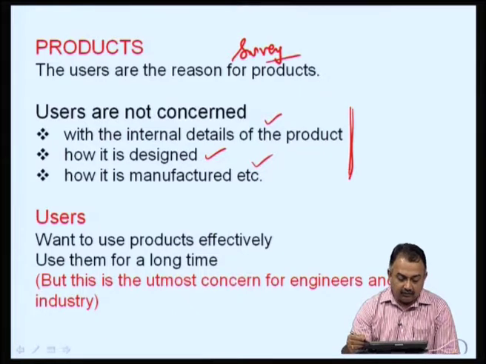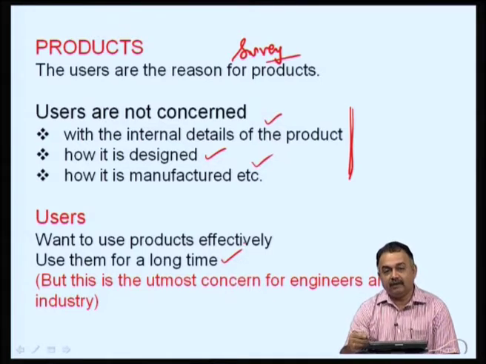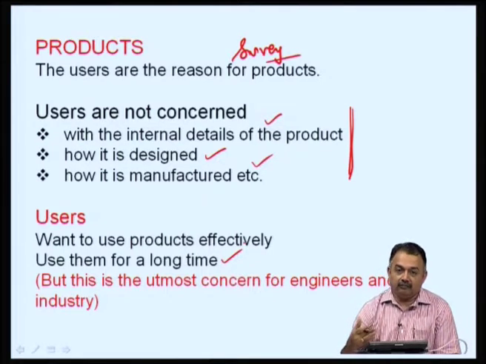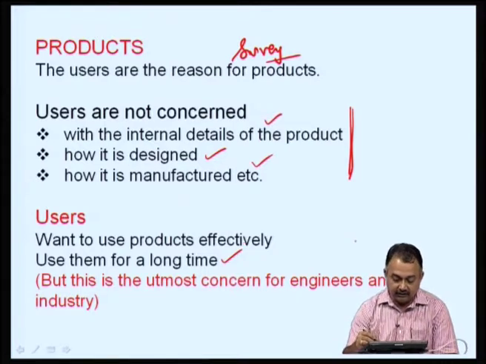And the user wants to use the products effectively for a long time. Obviously, when they buy a mobile phone for 5,000 rupees, they want to use it for at least 5 years reliably without service and repair. But this is the utmost concern for engineers and industry. So, the common man or the users look at it from a different angle, but effectively when you design a product, we also look at finally these end user concerns.